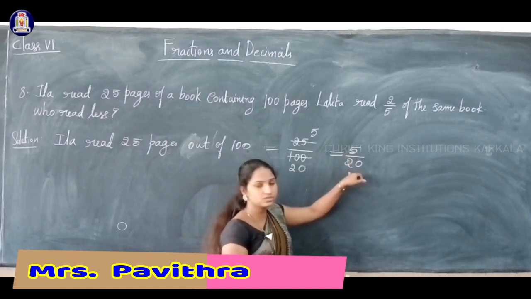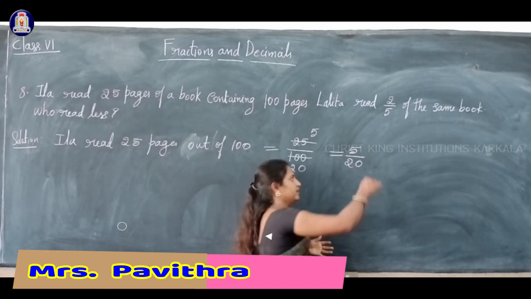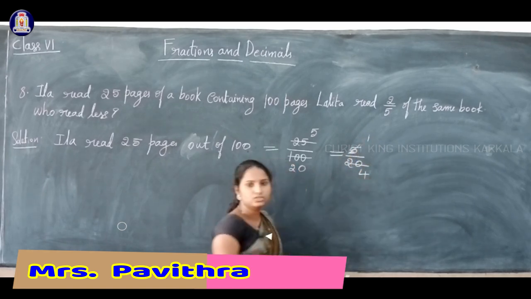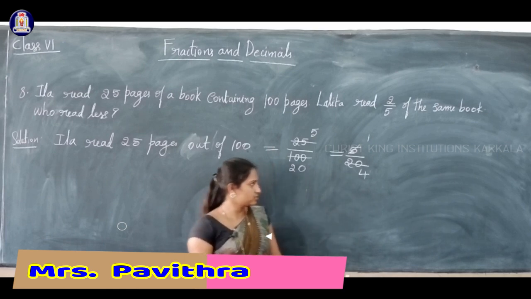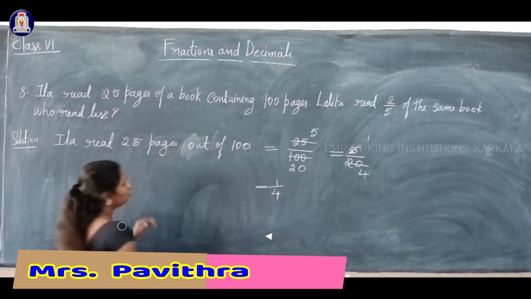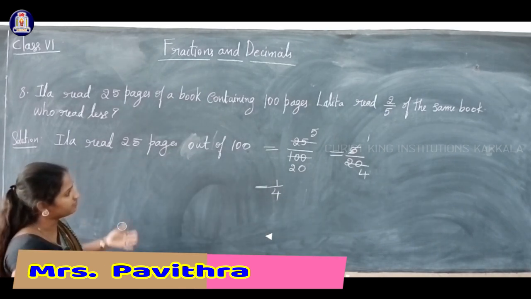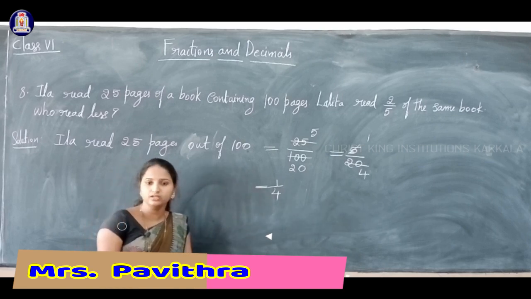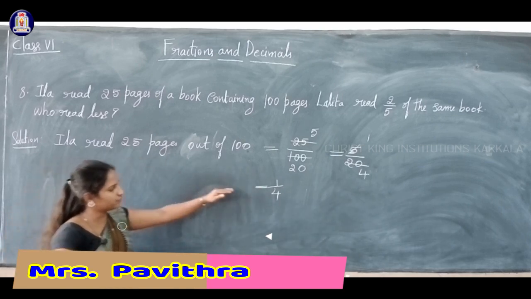5 divides 20. 5 how much are 5? 5 1s are 5, and 5 4s are 20. Is it correct? Yes. So the answer is 1 by 4. That means Ayla read only 1 by 4 of a book. Clear? 1 by 4 part of a book. So this we got in fraction.